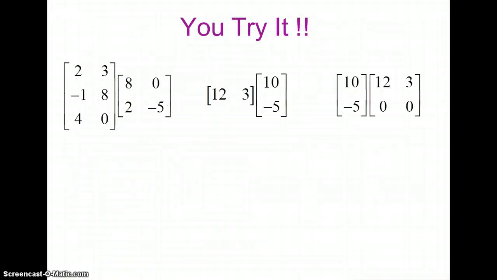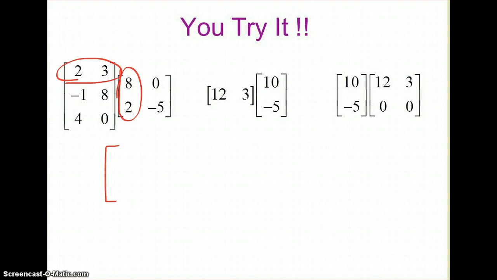Let me try one more example for you so you can get the idea of the process, and then we will do a little bit more practice in class. So let's look at this first example. If you'd like to try the other two when you're finished, that'd be great. What I'm going to do here is take each row times each column. So row 1 times column 1, we'll start with that. 2 times 8 gives me 16, and 3 times 2 is 6. Add those together, 16 and 6, and I get 22.